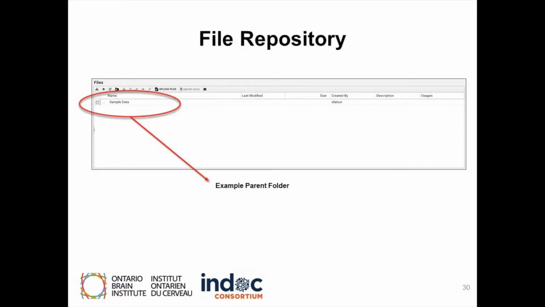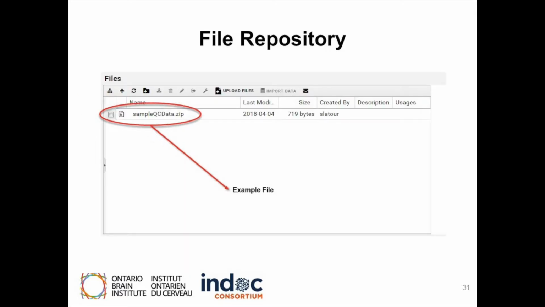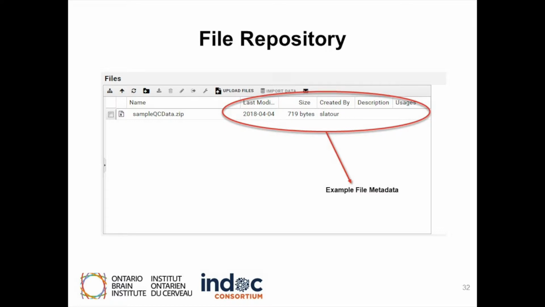Here's an example file directory. Here we can see that the sample data is the parent file folder. Within this folder, we see an example .zip file. You can see the file name information and information pertaining to the file, including who uploaded it to LabKey and the date it was last modified. You can also see the size of the file here.